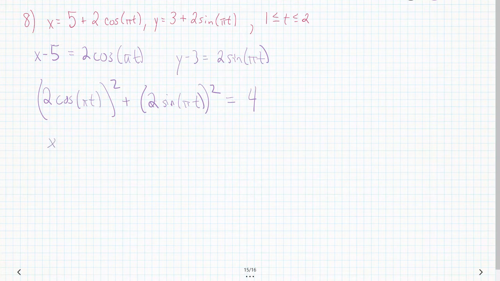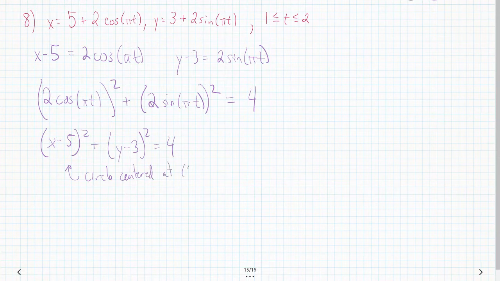But so this means x minus 5 squared plus y minus 3 squared equals 4. Circle, right? Circle centered at 5, 3. Radius of 2. However, here's where we have to be careful.